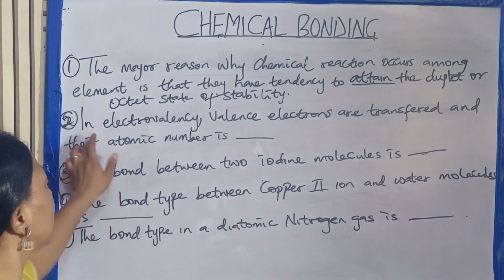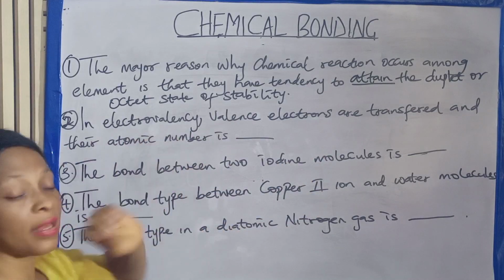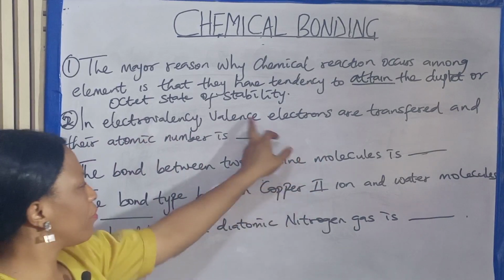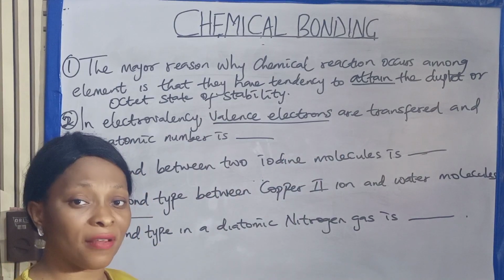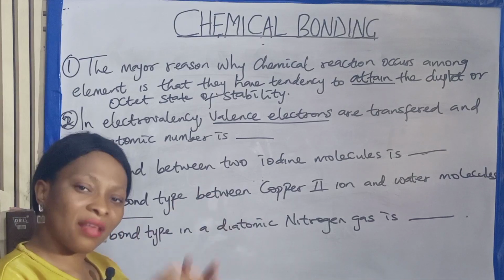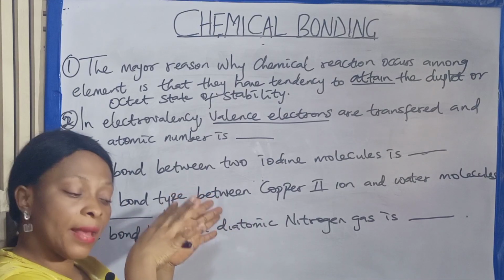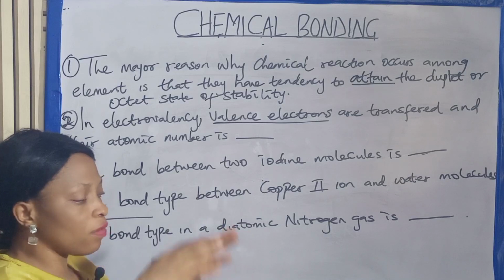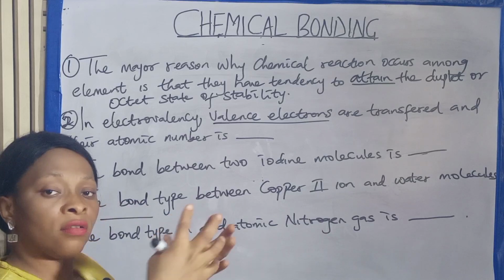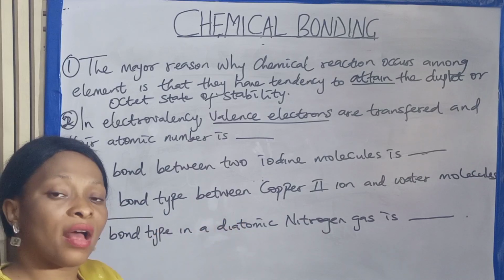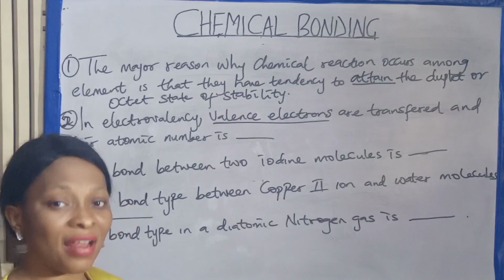Then number two, in electrovalency, valency electrons are transferred and the atomic number is. Now, what do we refer to as valency electrons? Remember, in electrovalency, those electrons are in the outermost shell. Remember, electrovalency is between a metal and a non-metal. So those electrons that the metal gives out and the non-metal receives, those are referred to as valency electrons. The electrons in the outermost shell are referred to as the valency electrons.